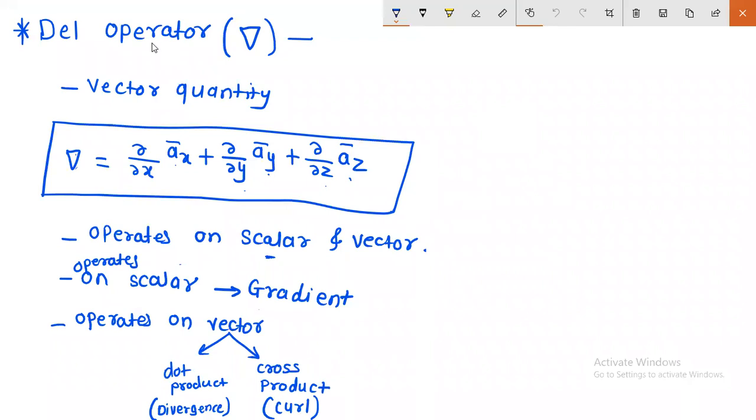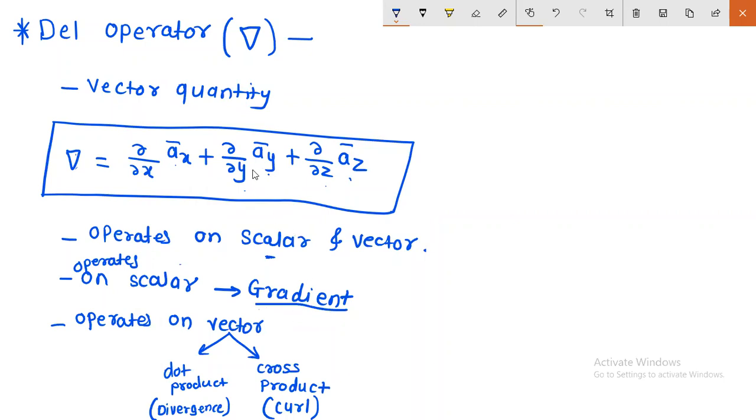Okay. So we have seen this del operator. The del operator is a vector quantity and it is defined by del is equal to dabba upon dabba x into a bar x plus dabba upon dabba y into a bar y plus dabba upon dabba z into a bar z. This del operator operates on scalars as well as vectors. When the del operator operates on any scalar quantity, that operation is called gradient.